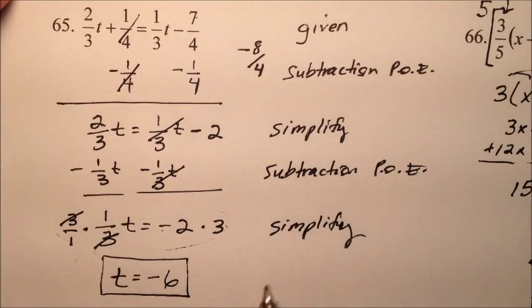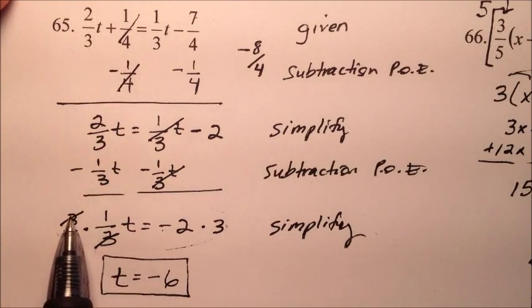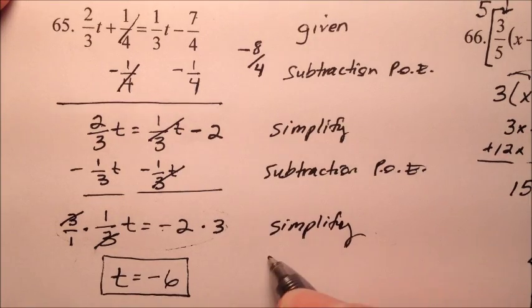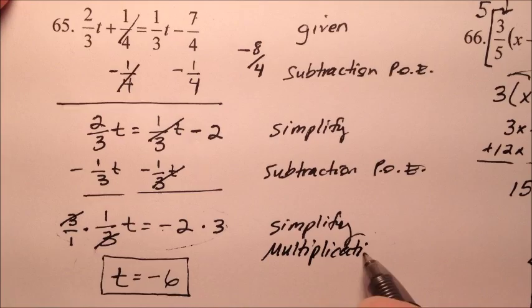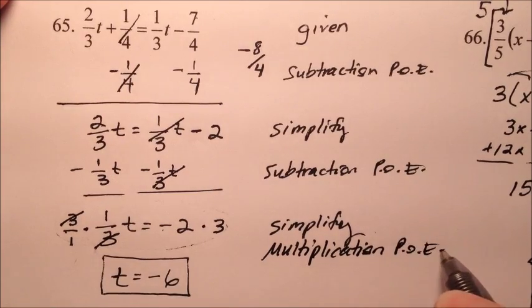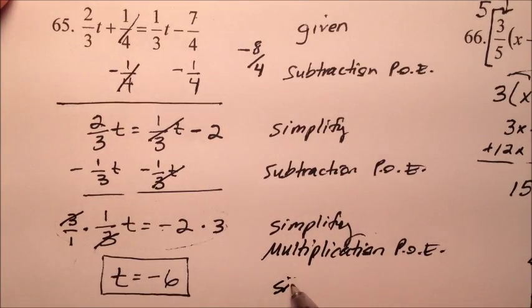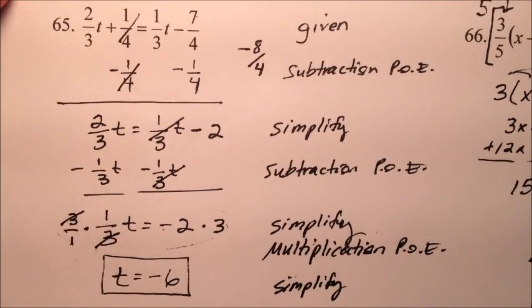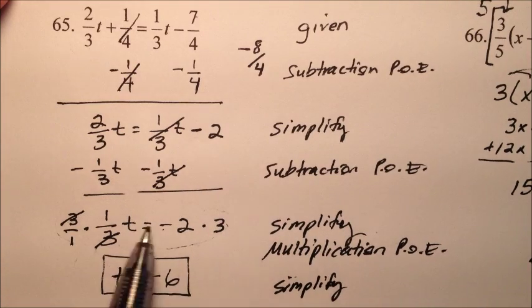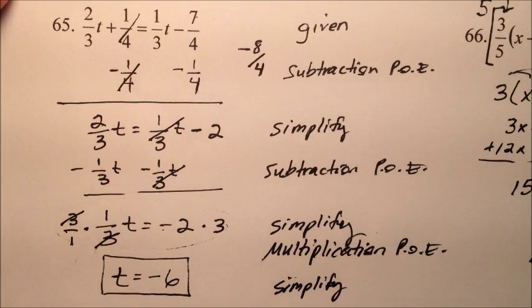Actually, before we're all done with this problem, we did miss a step because we multiplied both sides by this 3. So that'll be our multiplication property of equality. And then we had our final simplify. So we just kind of had missed that for a second, but there we go. So the solution for 65 is still t equals negative 6, but we forgot to identify one of these properties of equality that we used. So there we go.